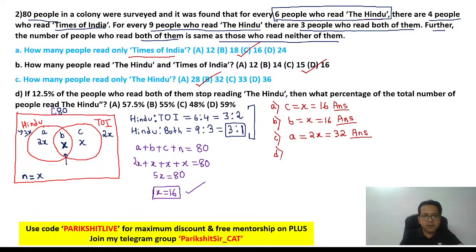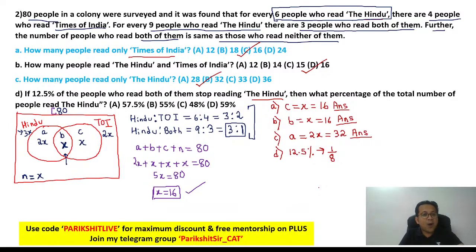Part D. Next they are saying, if 12.5% of the people who read both of them stop reading the Hindu, then what percentage of the total number of people read the Hindu? Now, the first thing, 12.5%. I think it's better if you're able to think in terms of percent, in terms of fractions. If you don't know, 12.5 by 100 is 1 by 8. 1 by 8 is 12.5. You should know this. Why? Because that makes your calculation easy.